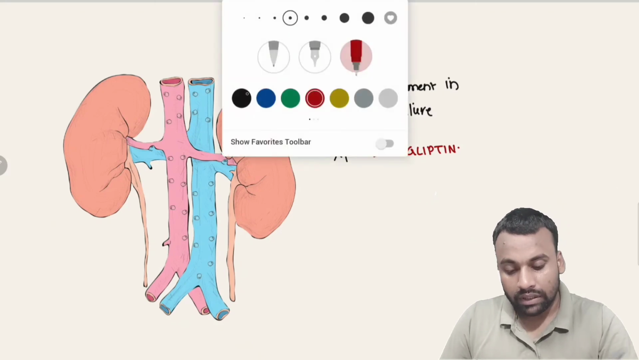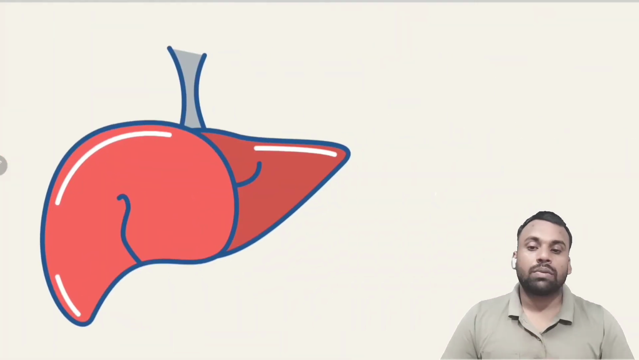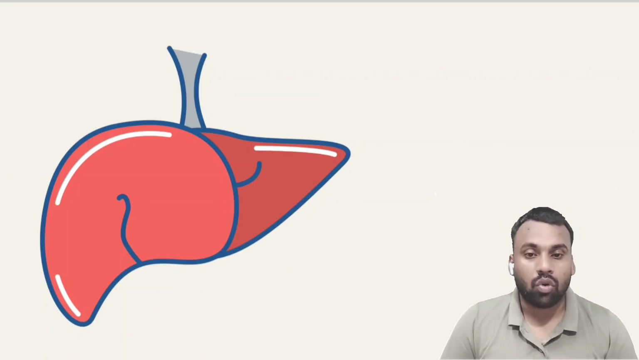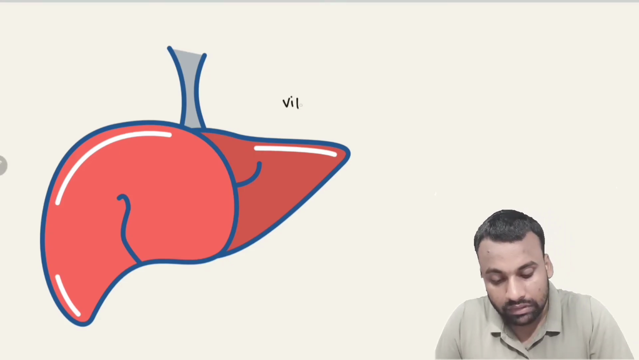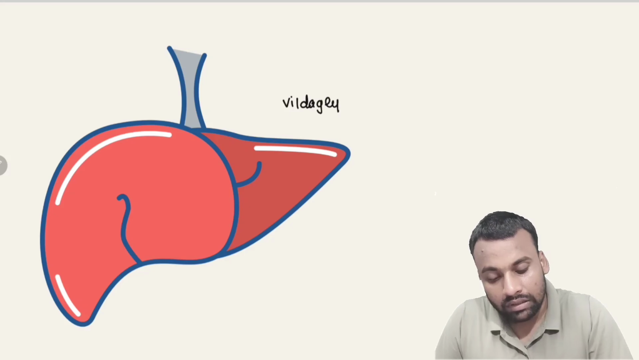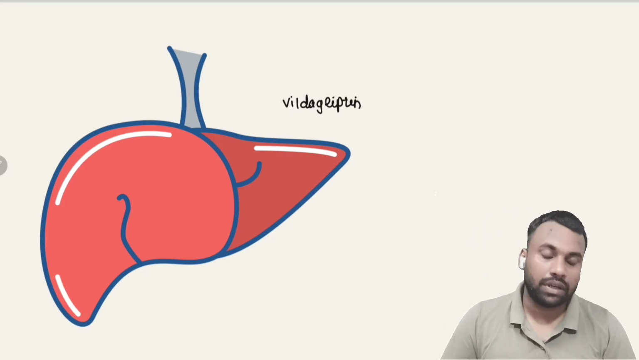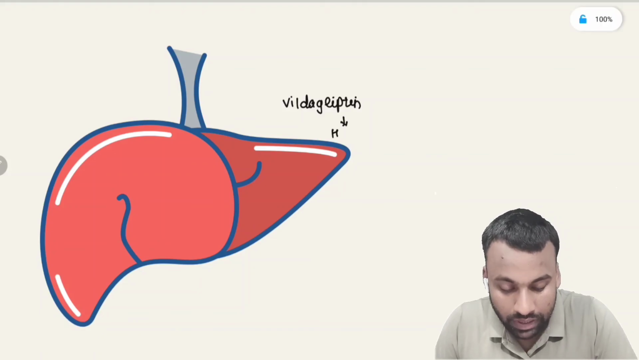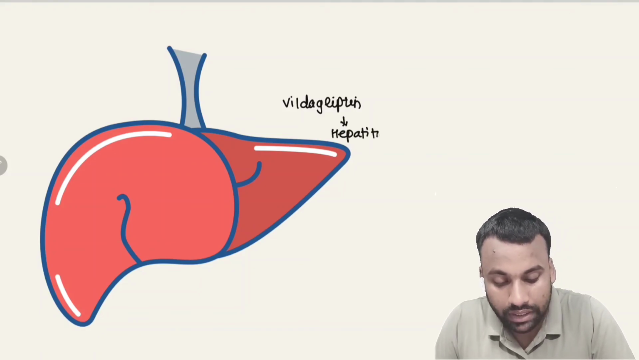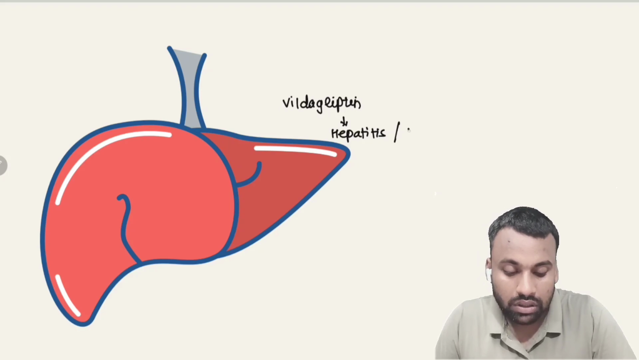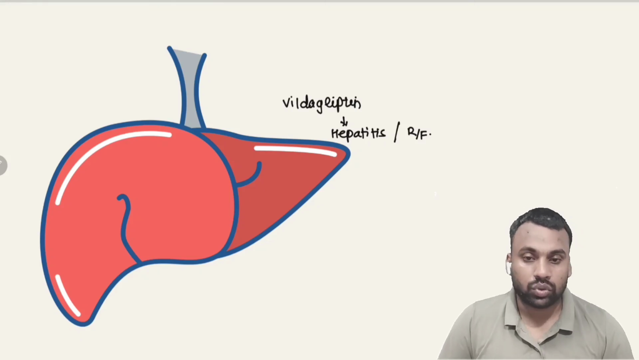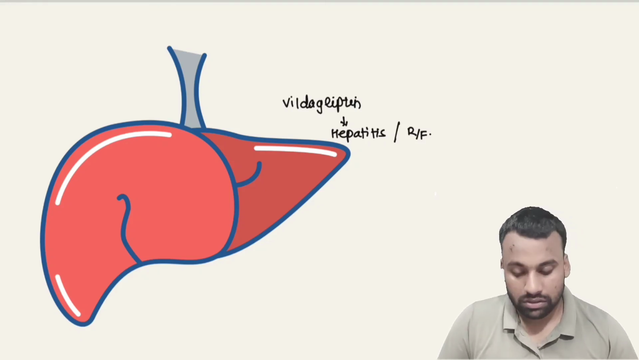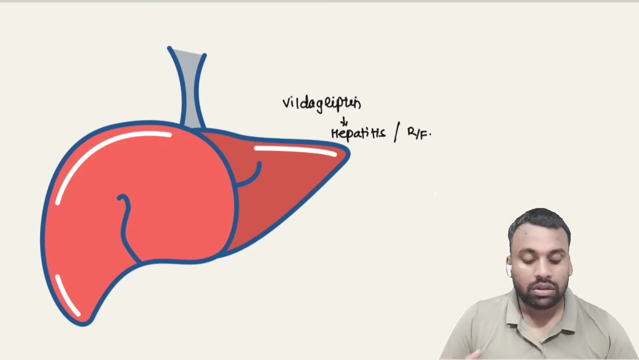Some of the DPP-4 inhibitors are also responsible for hepatitis, such as vildagliptin. Vildagliptin mainly causes hepatitis, and it may also cause renal failure. So it is contraindicated in liver or kidney disease.